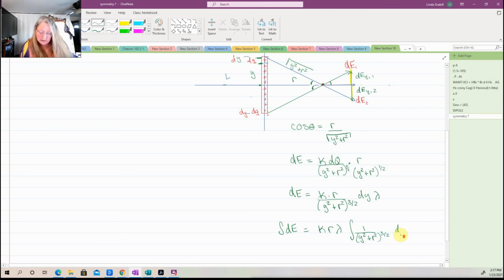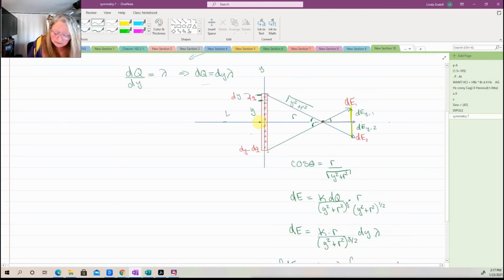All right, so why did I switch from L to y? Well, let's take a look at this. By symmetry, I can go from 0 to L over 2, rather than the whole length L. If I multiply that by 2, that gives me the whole length. So I don't have to do two integrals, or go from negative L over 2 to L over 2.